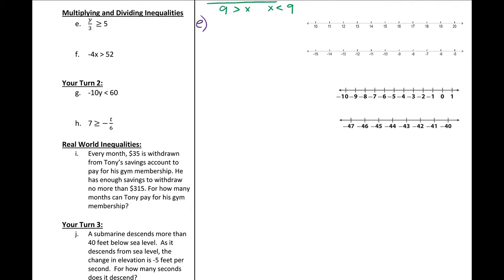Similar process to solving equations. We have y divided by 3 is greater than or equal to 5. We have dividing by 3 here, so I want to multiply by 3 over 1. That cancels out the 3's, and I'm left with y is greater than or equal to 15. Close circle at 15, shade to the right.